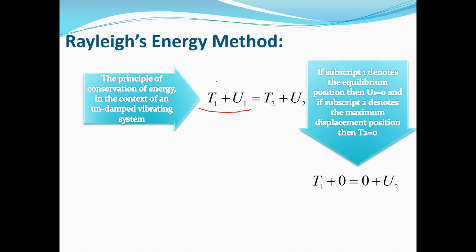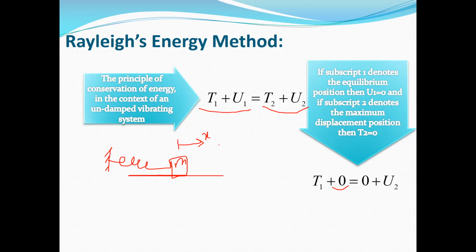So in a single degree of freedom system, we can assume that the first point is when U1 is equal to 0. It means that the potential energy at this position is 0. And the second point is when the kinetic energy is equal to 0. Here, we can assume that this is a simple system with mass M, moving, for example, in the X direction.